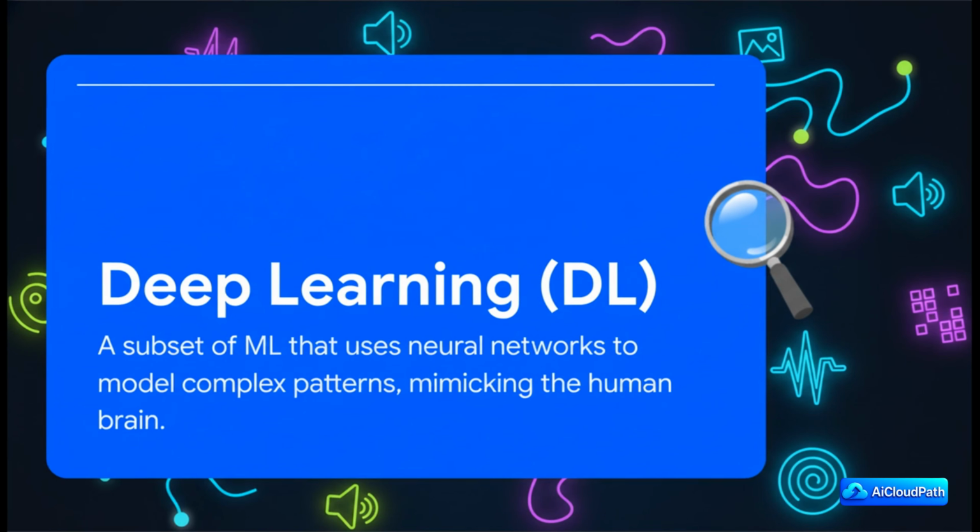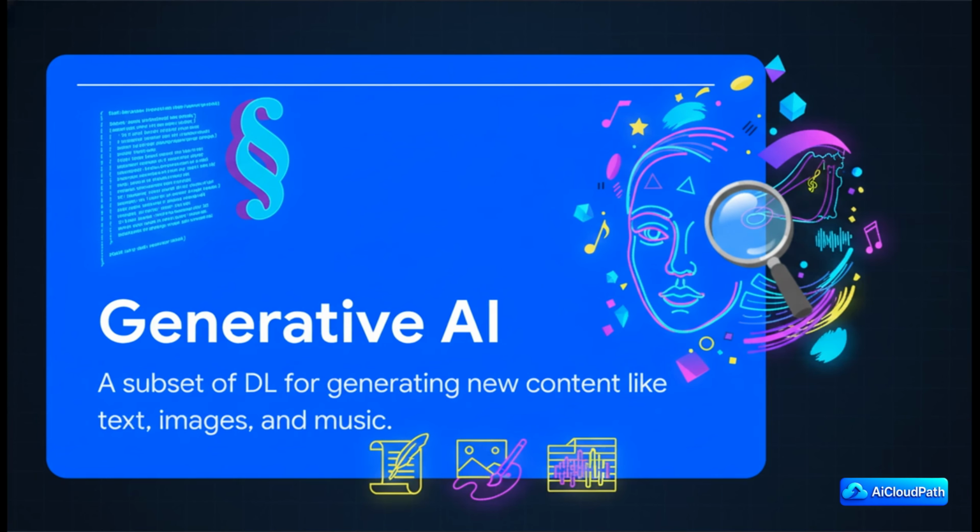And we can go even deeper. Inside machine learning, there's a really powerful technique called deep learning. Now, this is where things get cool. It uses something called neural networks, which are kind of modeled after the connections in our own brains. This structure lets it tackle super complex patterns. Think about understanding the nuances in your voice, or recognizing a specific object in a messy photo. That's deep learning territory.